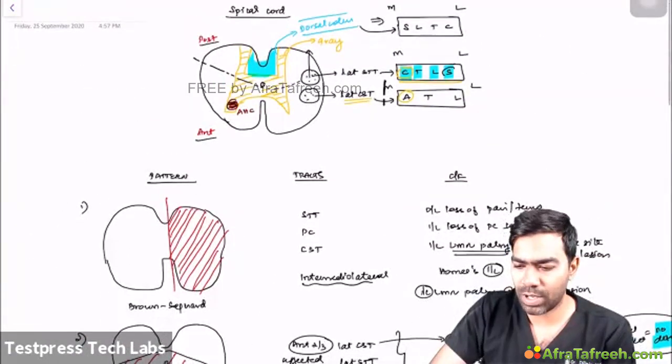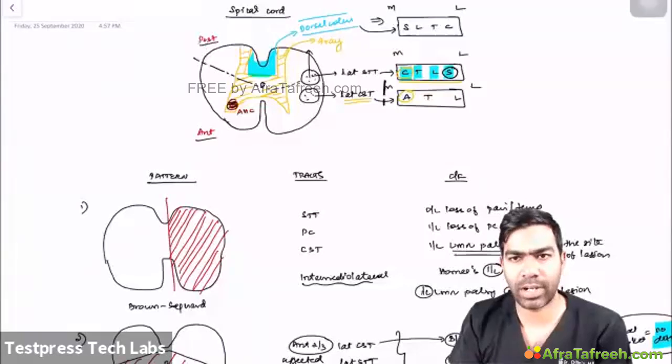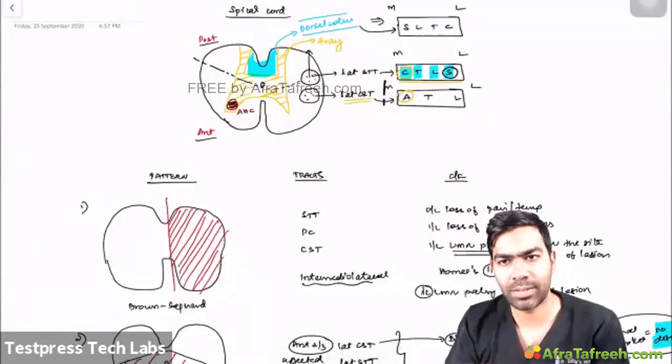What is the last to be affected? You are going to answer. This is the most lateral in the spinothalamic tract. What is the last to be affected?